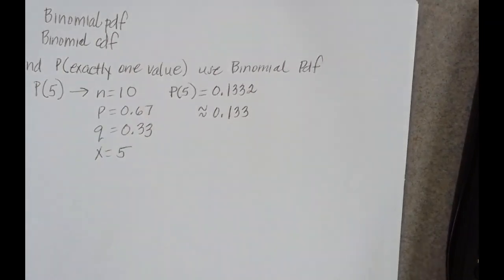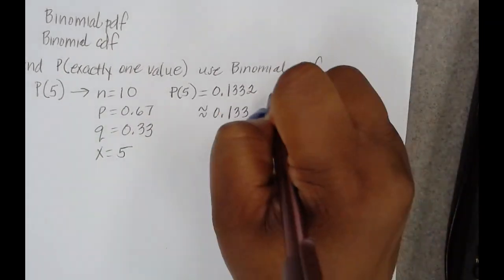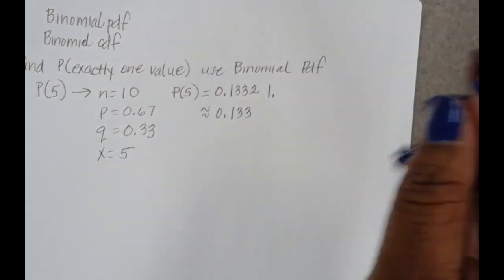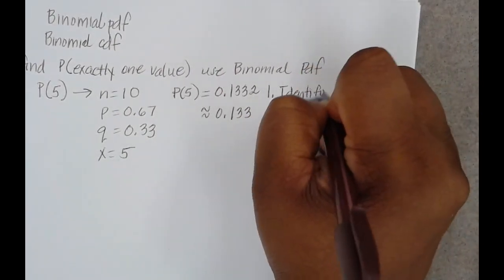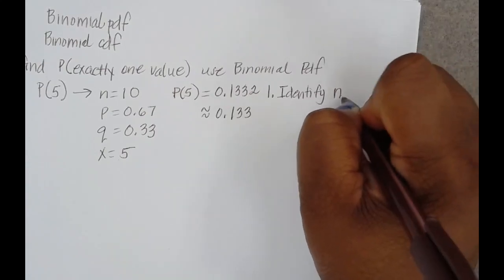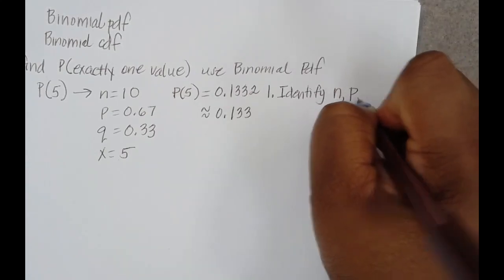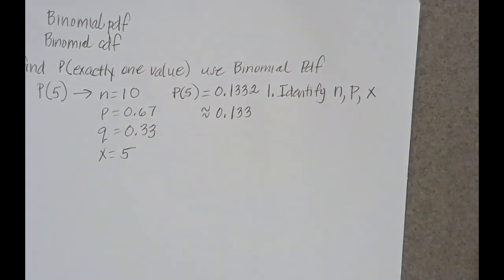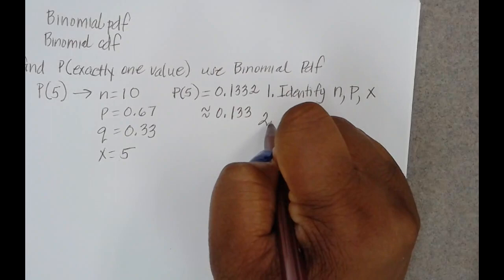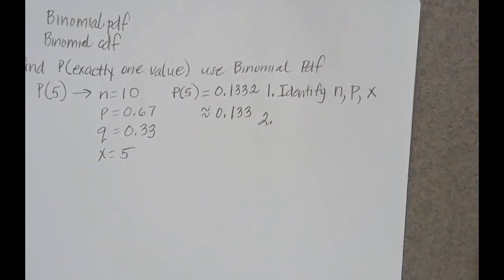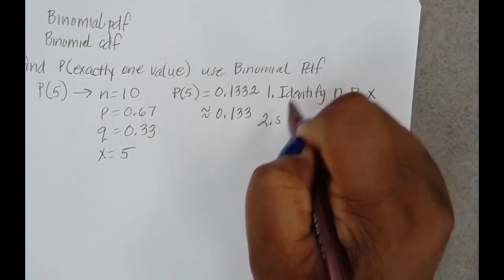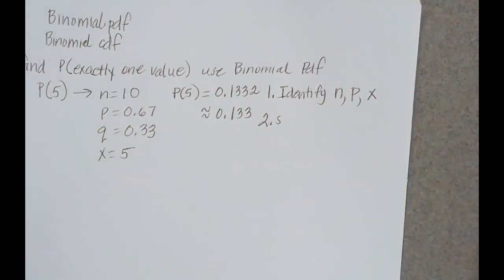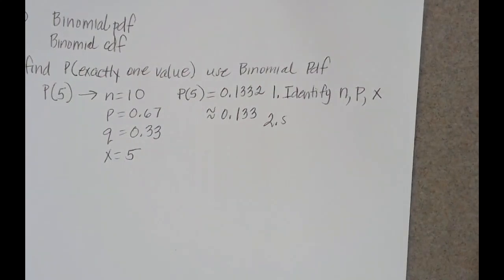Let's write out the steps. First thing, identify. So even before I go to my calculator, identify N, P, and X, because you need those 3 variables. Okay? 2. Now I'm at the calculator. I press second. I'm sorry. I don't want to write the word second. Sorry guys. Hold on just a minute. Hold what you got.